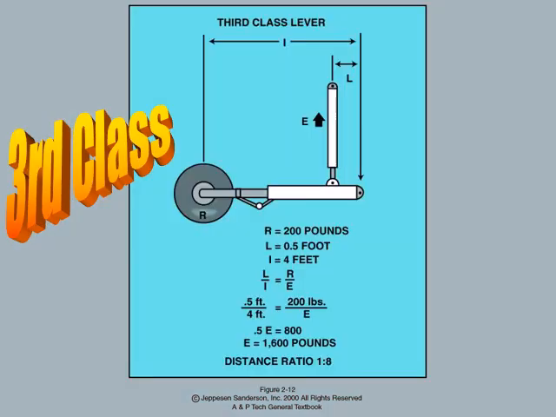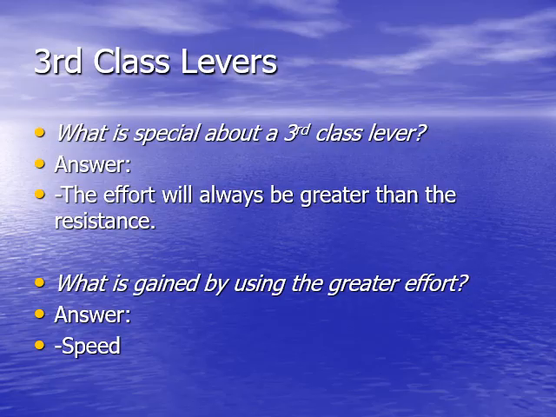The force required is greater than the resistance, but it allows for increased speed and range of motion. Many flight control linkages, such as those used in flaps or trim tabs, are third-class levers. In a third-class lever, the effort applied is always greater than the resistance, but what is gained is speed and distance of movement. This trade-off is valuable in systems where responsiveness is prioritized over mechanical advantage.